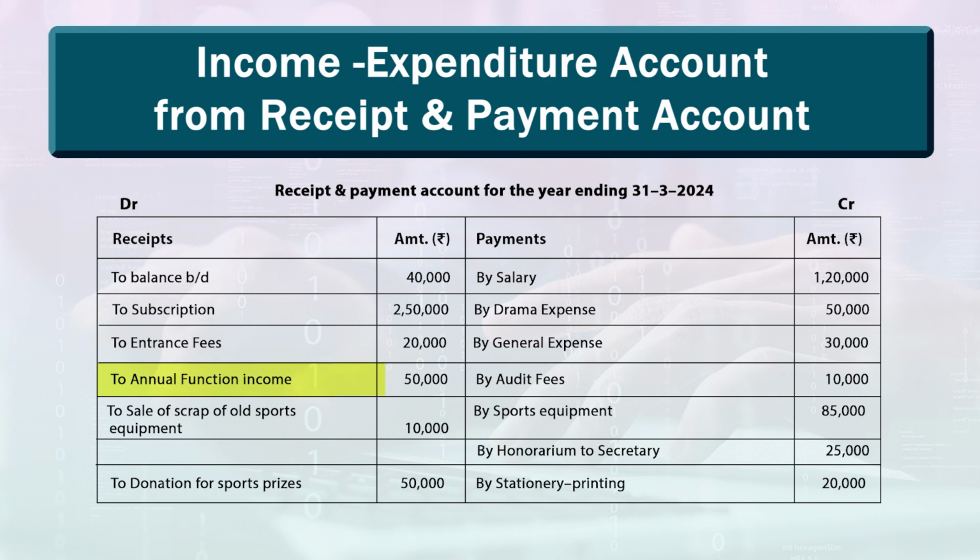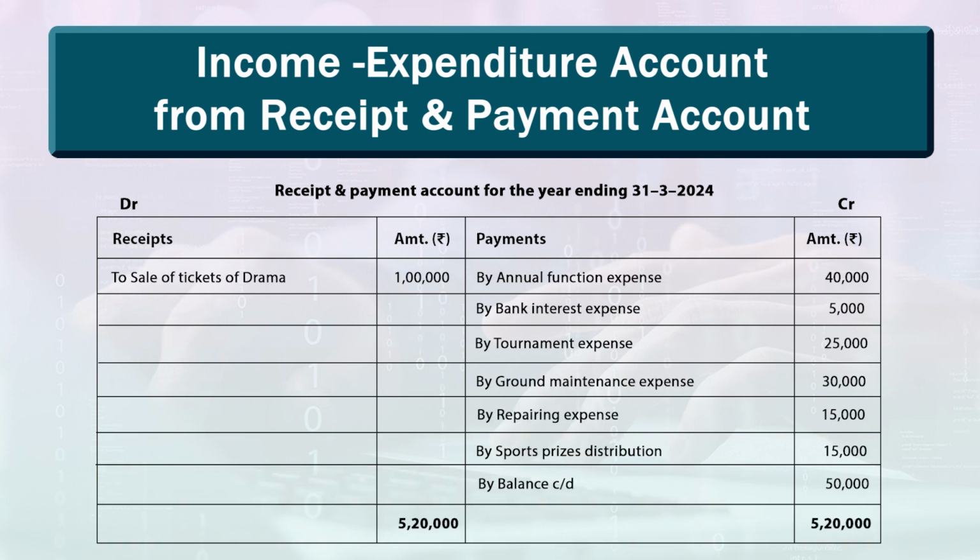Moving ahead, there is annual function income of rupees 50,000. Then there is sale of scrap of old sports equipment of rupees 10,000. Then there is donation for sports prizes amounting to rupees 50,000. Further, there is sale of tickets of drama. The amount is 1 lakh rupees.